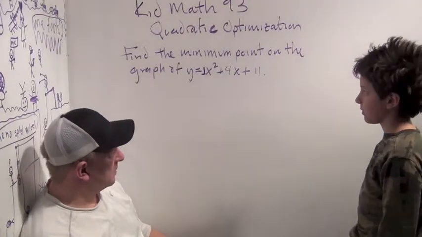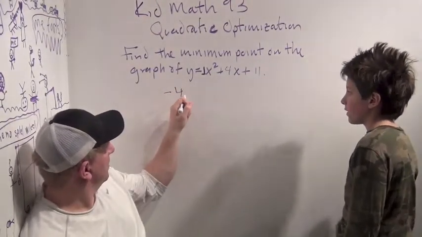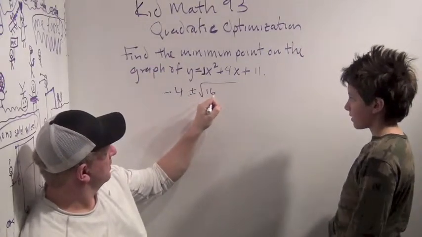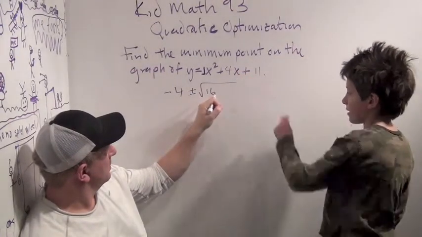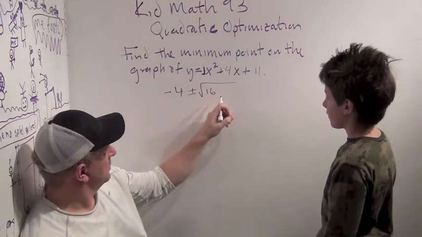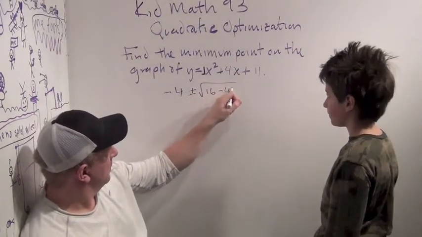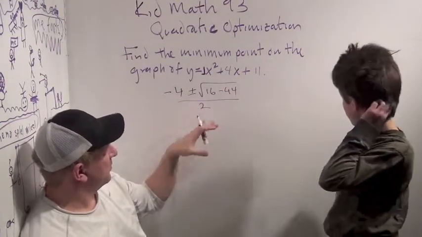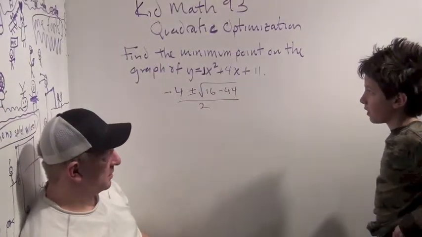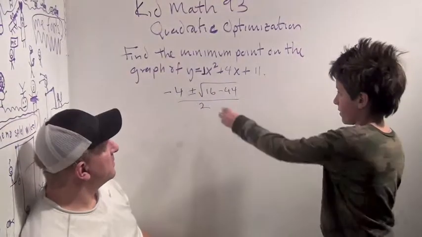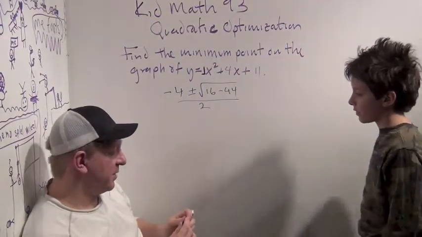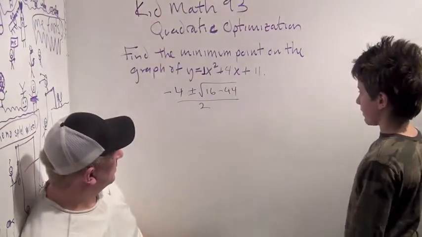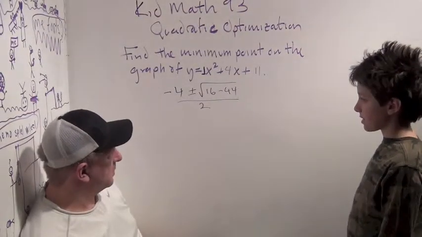You want me to write? Sure. Minus b, minus 4, plus or minus the square root of 16 minus 44, over 2. These are the roots. Without even doing the rest of the math, what can you tell me? These roots are going to be imaginary because this is going to be a negative square root. Right, 16 minus 44 is negative. So it's not going to be touching the x-axis.